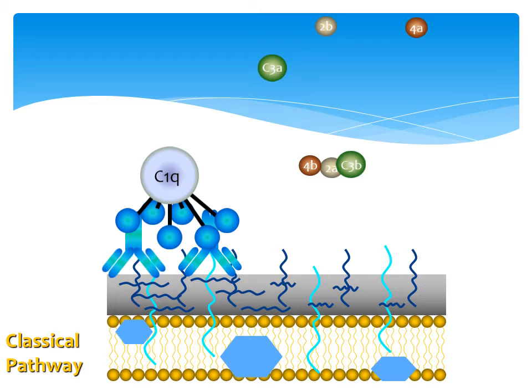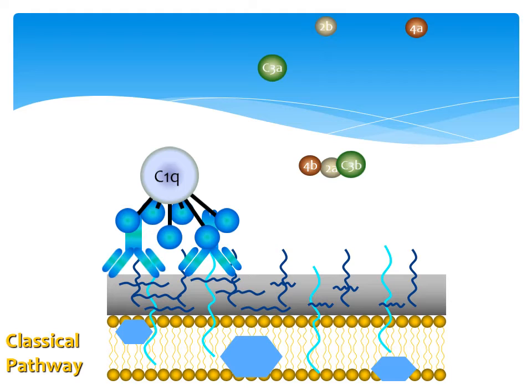Now the C2a and C4b, as I have said in my previous slide, for all other practical purposes the a fragment is the smaller, but for the complement C2 the a fragment is larger in size. So this heterodimer C4b2a activates a protease that is known as C3 convertase. This C3 convertase cleaves the C3 into two fragments, C3a and C3b.